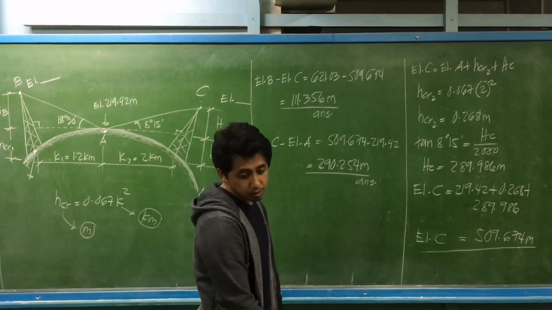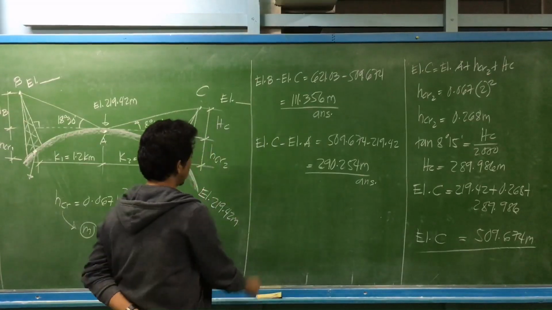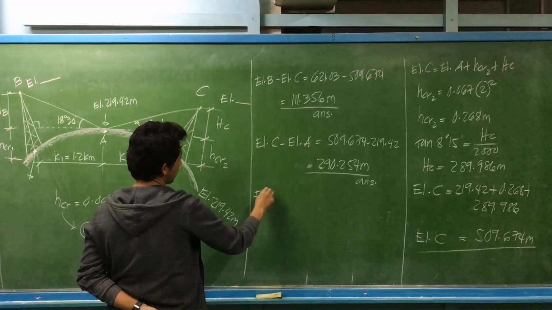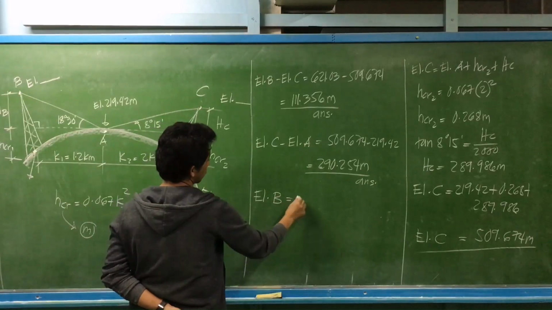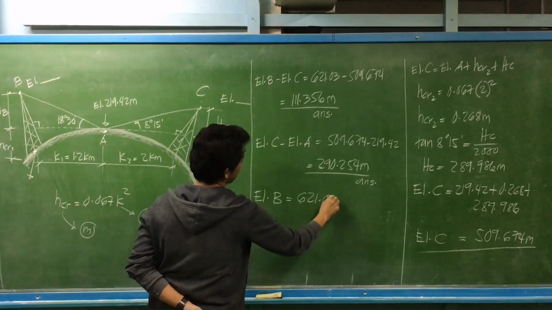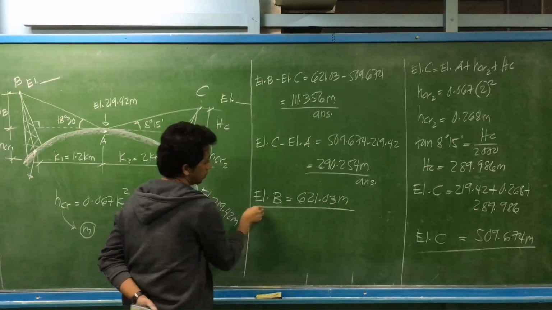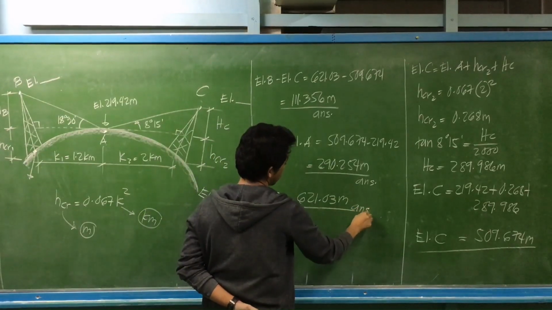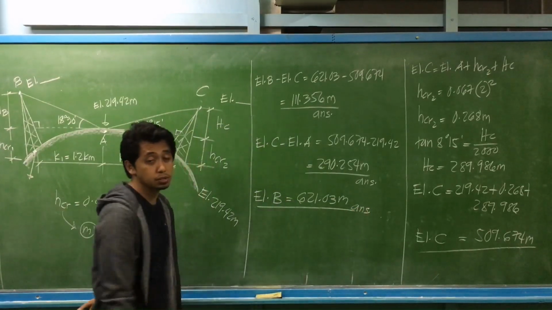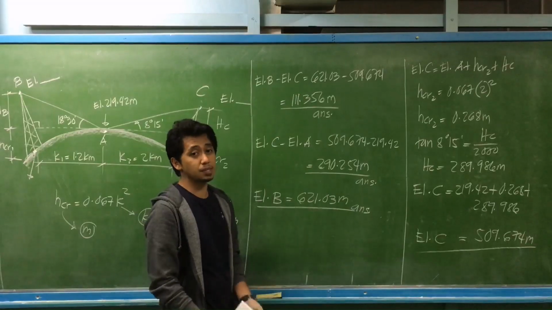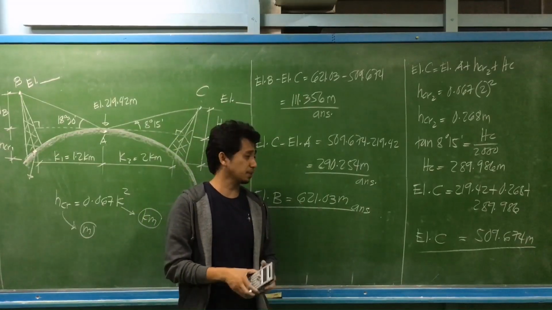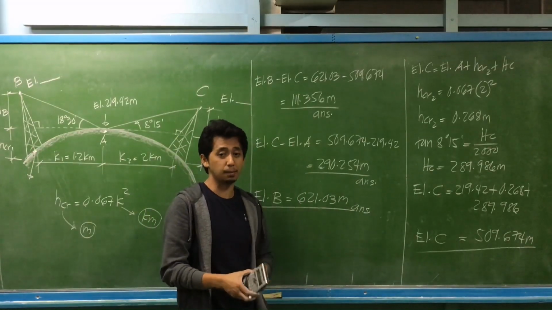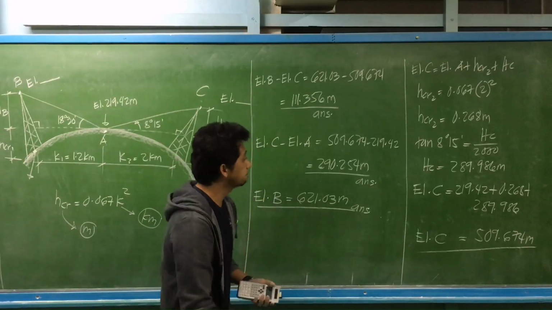Yung last requirement is elevation of B. Nakuha na pala natin ito. Yung last requirement, elevation of B is equal to 621.03 meters. Ito naman yung sagot. Since situational problem siya, meron tayong 3 questions. So by the way, yung mga problems naman na to, meron kayong other copies ng mga problems na na-solve. Okay?